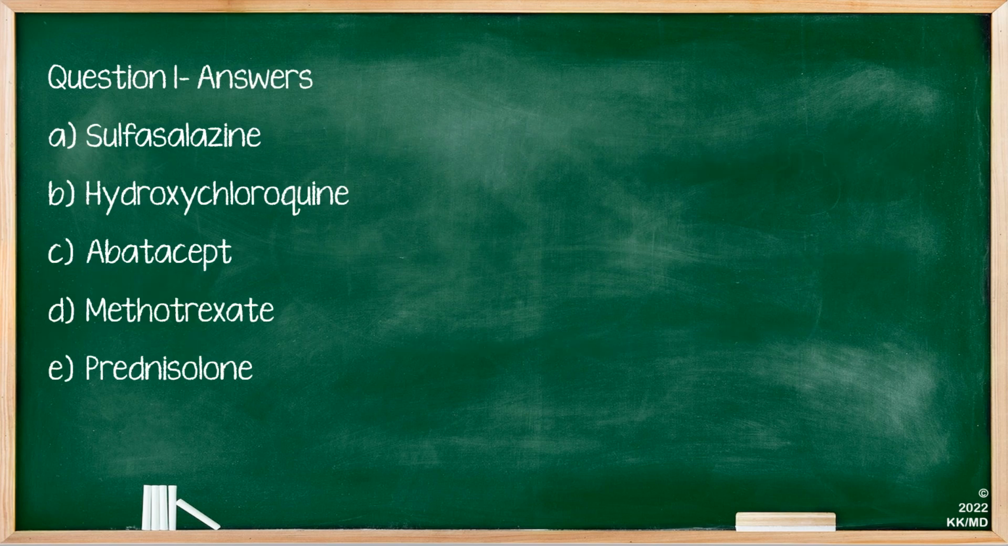So the choices here are sulfasalazine, hydroxychloroquine, abatacept, methotrexate, and prednisolone. This particular interaction is one that's really worth knowing for the MRCP exams, as it can commonly come up as a multiple choice question, but also in clinical practice, as this is quite a common scenario, particularly if you are working in general medicine or rheumatology. The correct answer here is methotrexate, and this is because of the increased risk of bone marrow suppression when used with trimethoprim, so they should not be used together.